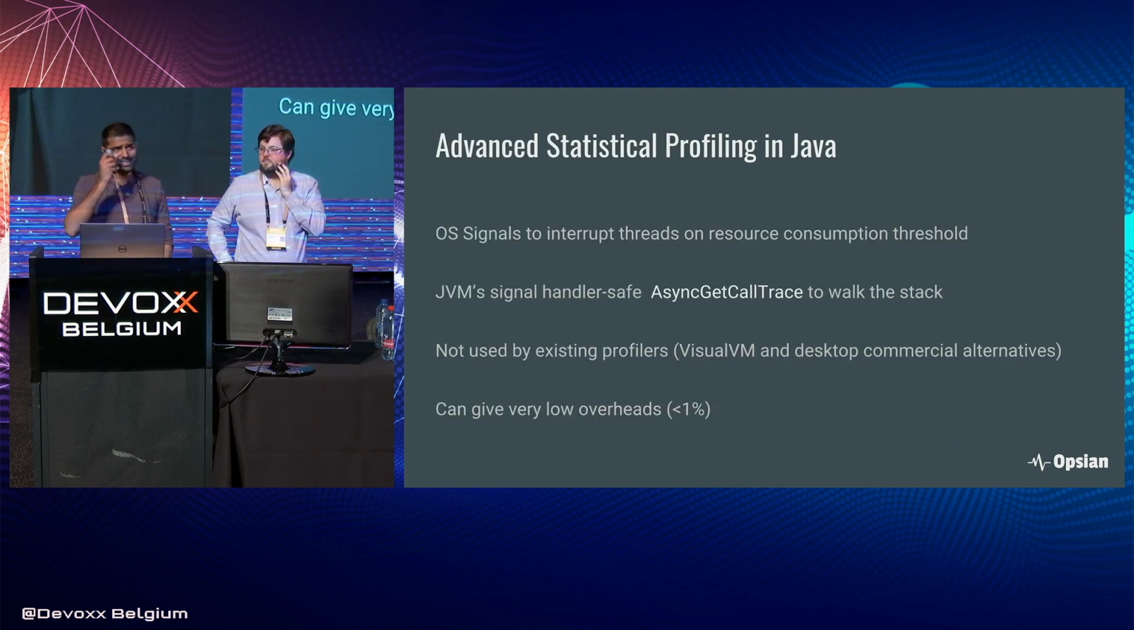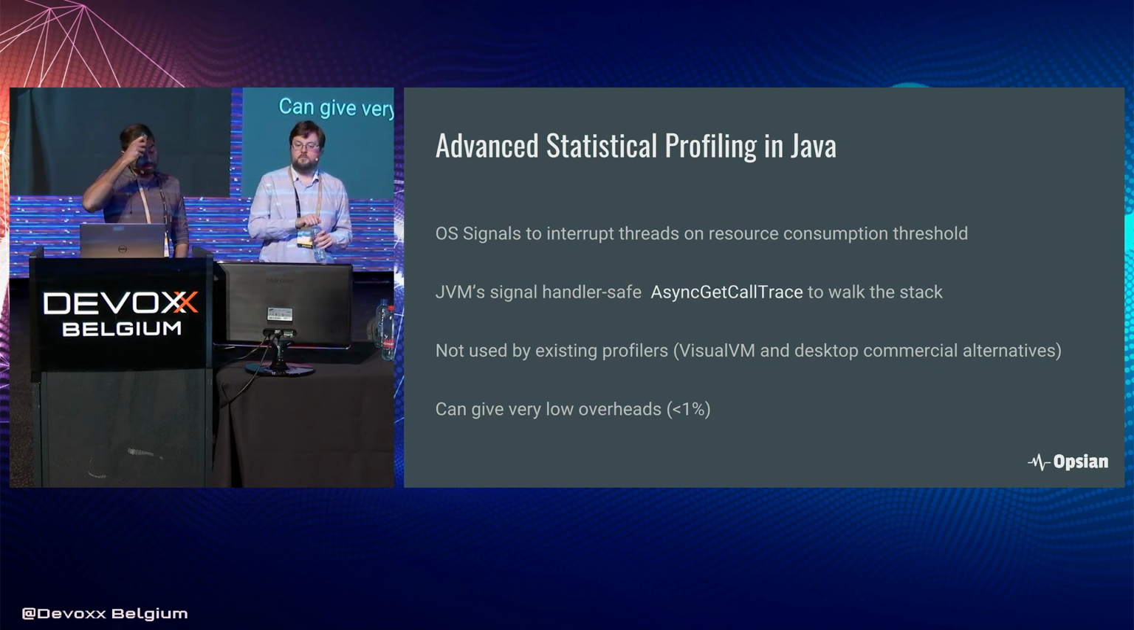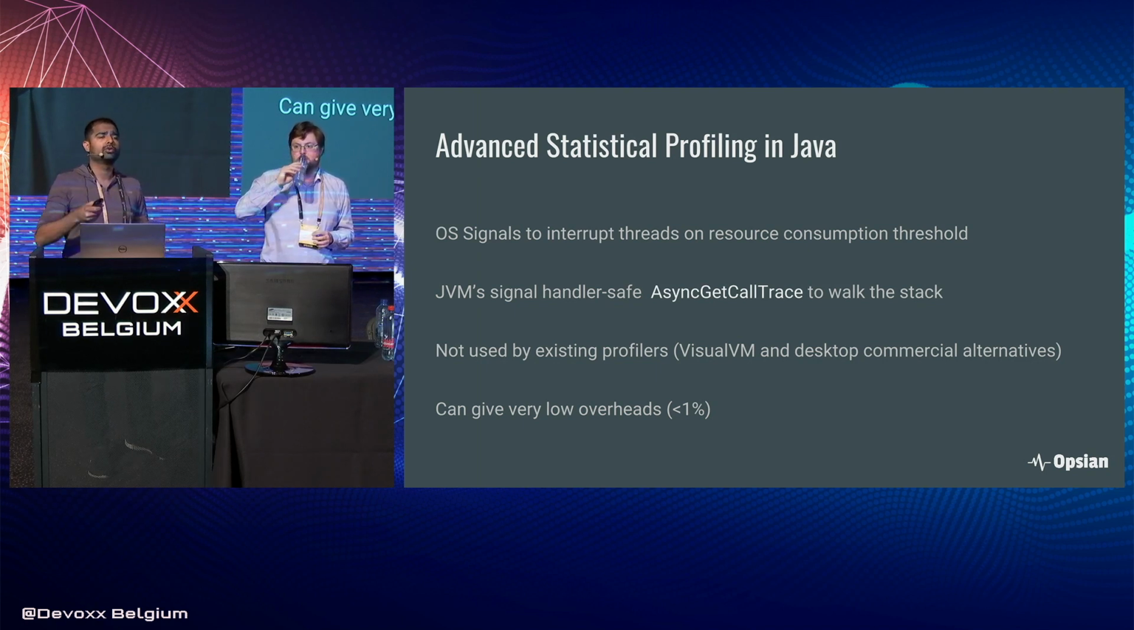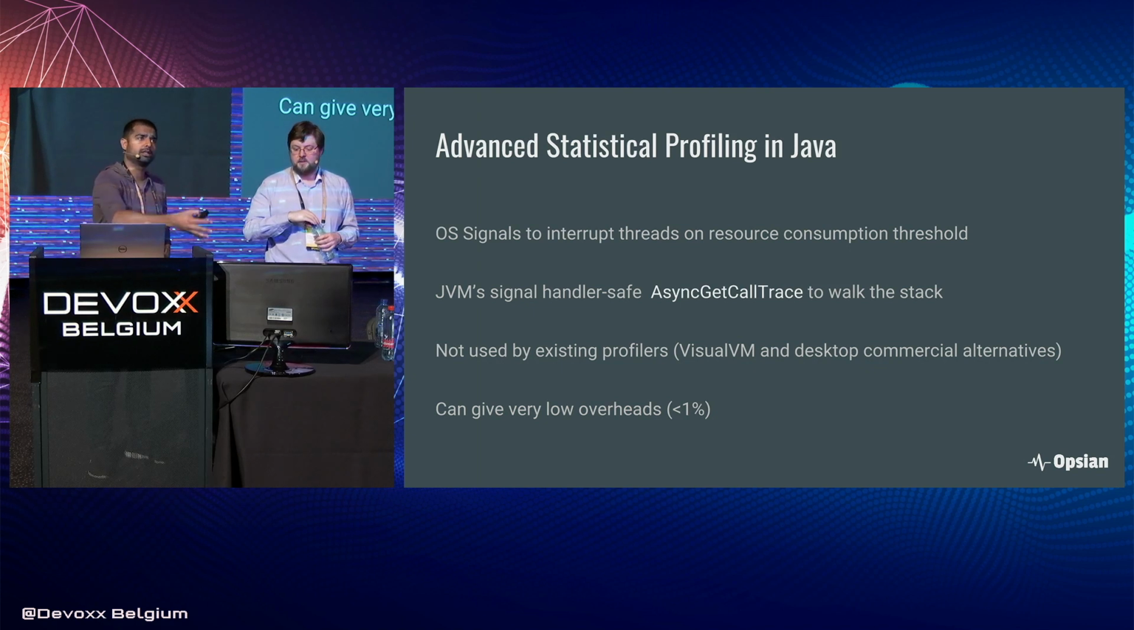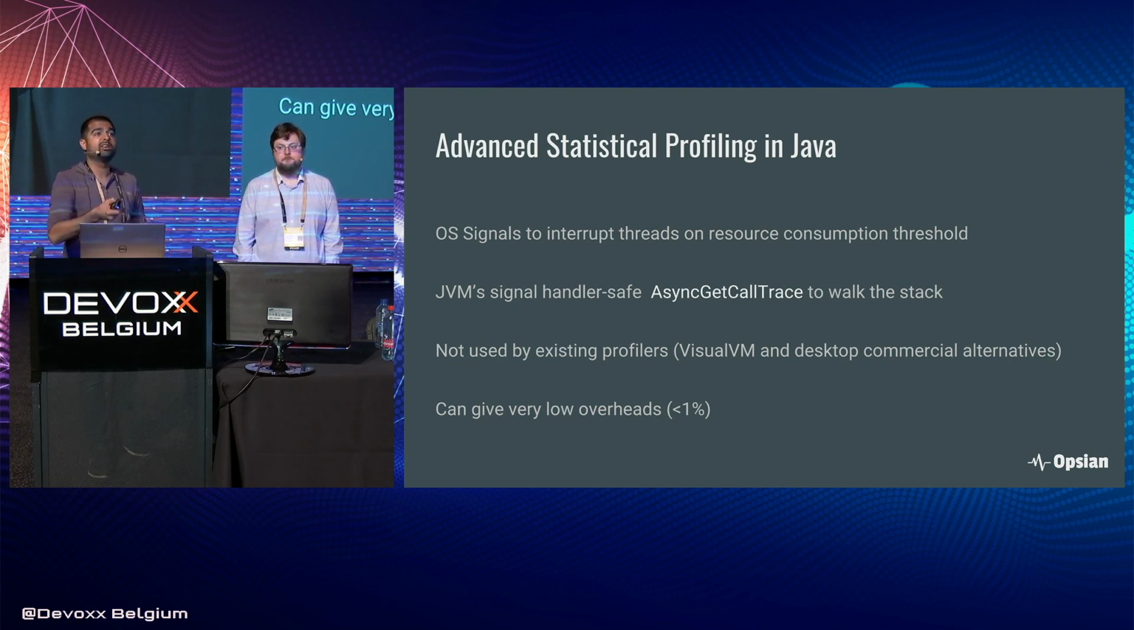But is there an alternative? Is there something else we could do? Well, there is. What we call advanced statistical profiling. Now we talked about profiling. We talked about sampling profilers being: take the program under interest, pause it at some point, capture what it's doing, and then let it run. Well, is there another way that we could actually pause it? Well, it turns out there is.